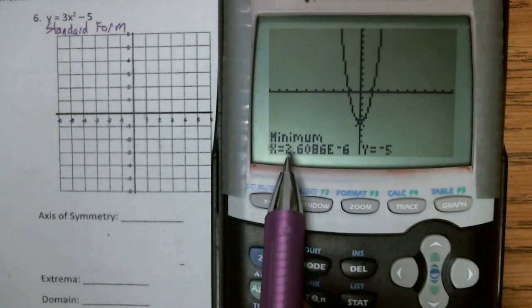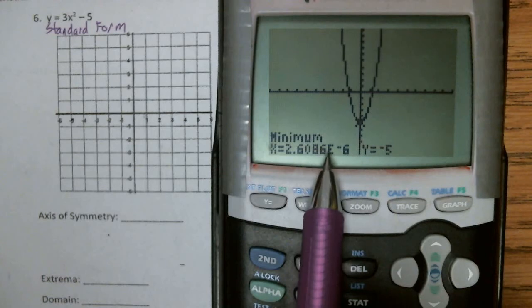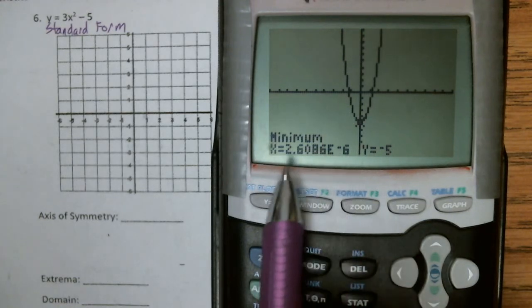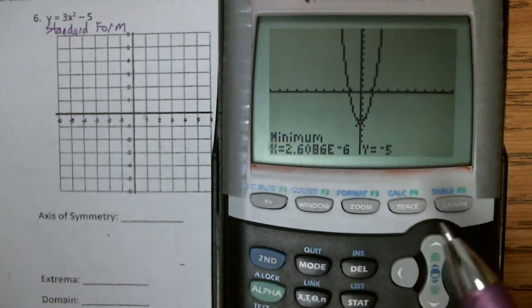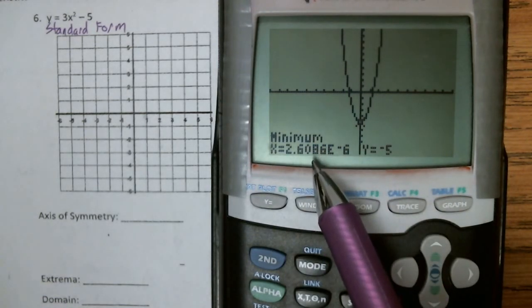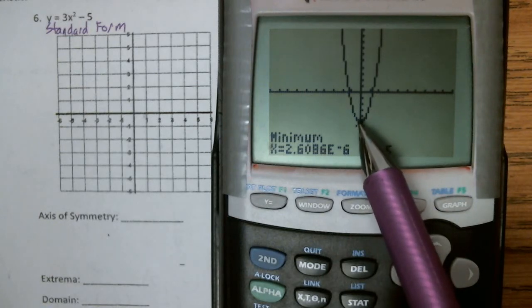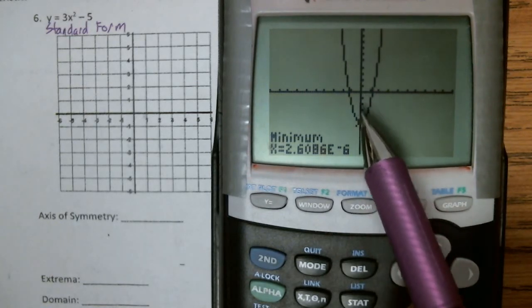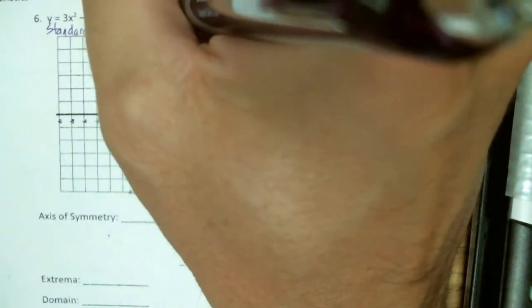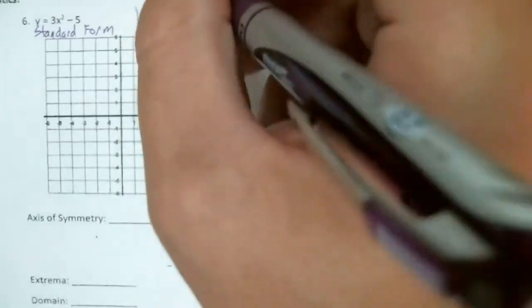Now, what in the world is this mess? Holy cow. 2.6 e to the -6, guys. That's scientific notation. That means it's got 6 zeros behind it. So that's 0.00000260. I don't know why Texas Instruments does that. They need to fix this. That's basically 0, guys. So obviously your minimum is sitting right here at an x value of 0. So my vertex is 0, -5. So don't let that trip you up. Okay, 0, -5 is the vertex.